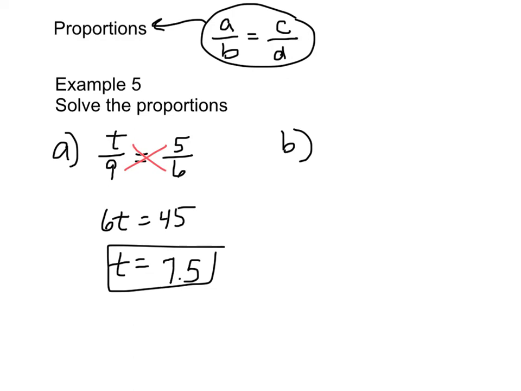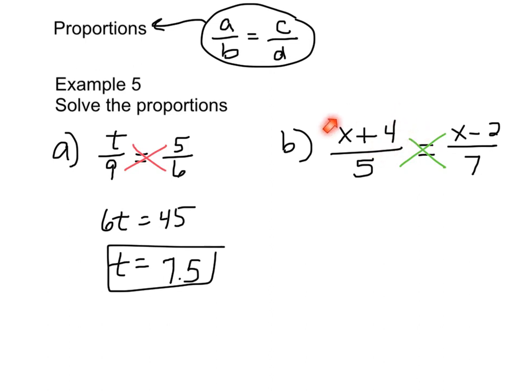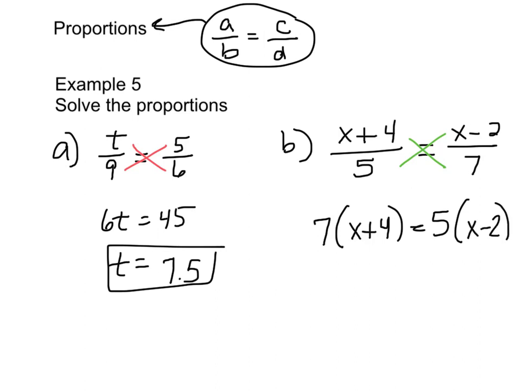B. If you had, for example, let's do x plus 4 divided by 5 equals x minus 2 divided by 7, you are going to cross multiply. That means you take the 7 times the entire quantity, x plus 4. So you would write that as 7 times the sum of x plus 4 equals 5 times the sum of x minus 2. You now solve by distributing.